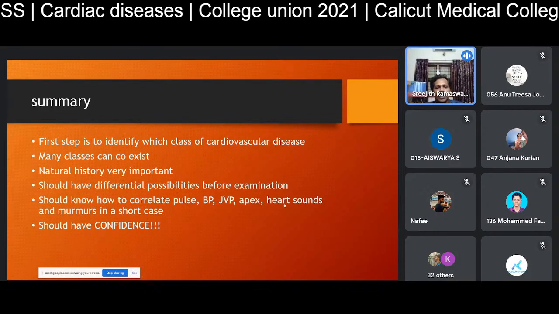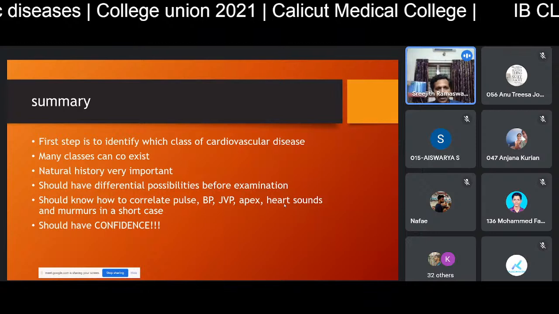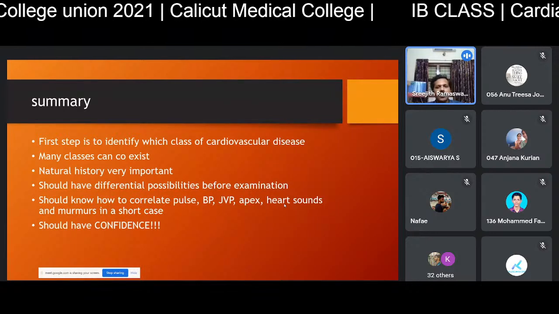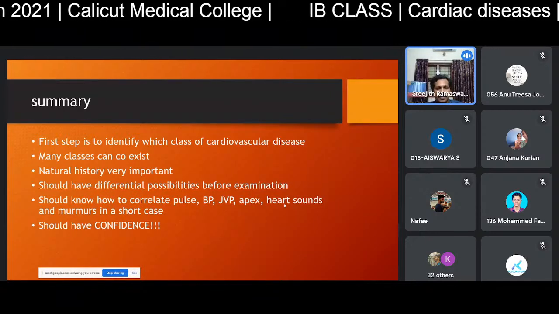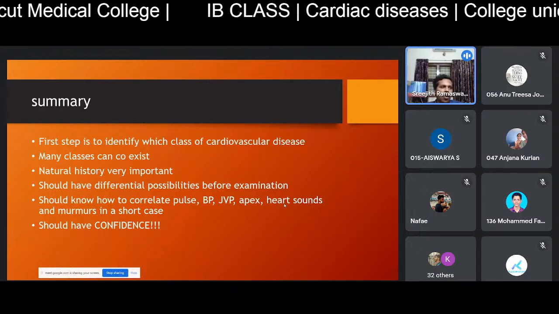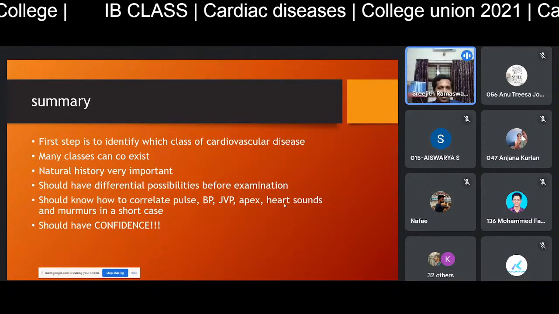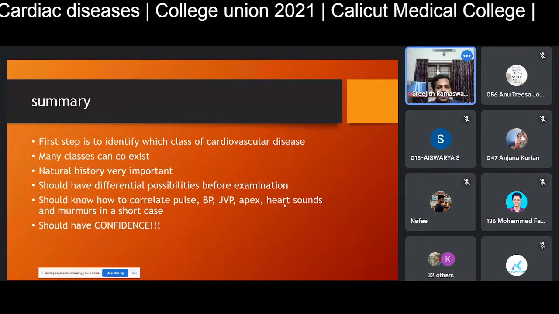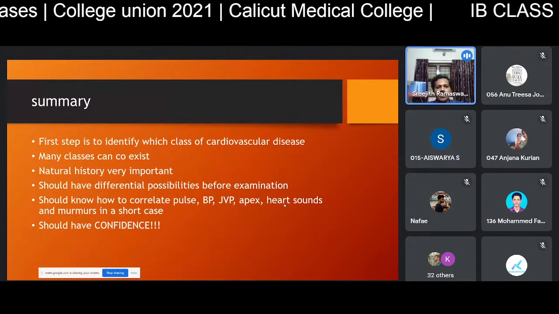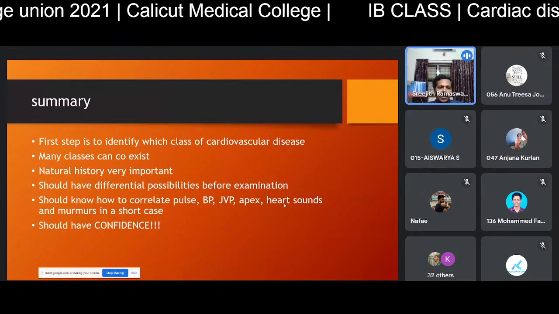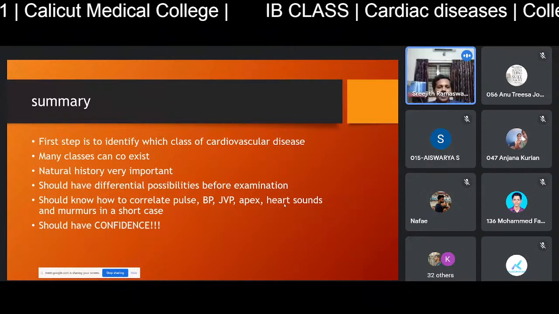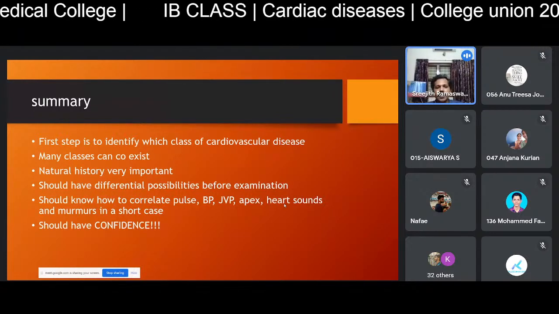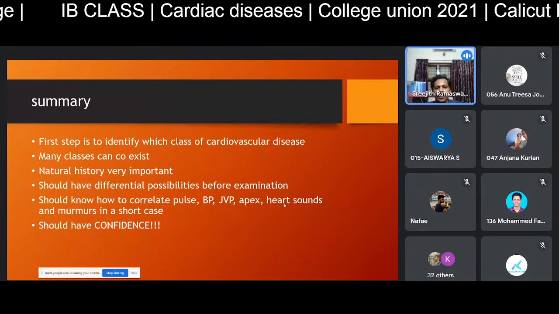So make sure that whenever you are dealing with a cardiovascular symptom, the first step is to identify which class of cardiovascular system disease it is. So always think of all these 11 classes of cardiovascular disease and think of which all disease may be present for this patient. And many classes can coexist. And natural history is very important. I have discussed natural history of many diseases, and it's very important. The evolution of symptoms is very important.